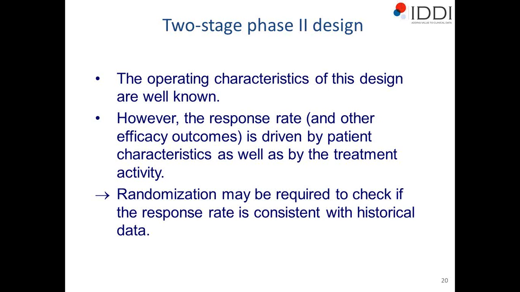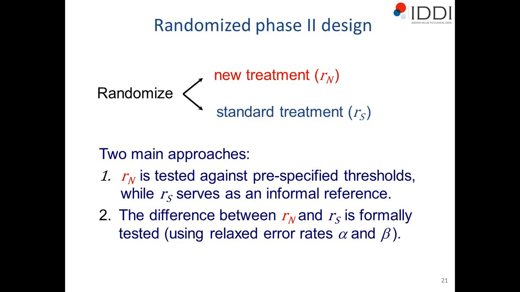So this is, I think, a very solid and well-established design. The operating characteristics of this design are well known. They can be easily studied. But the problem in this design, as in many other designs, is that the response rate, as well as other efficacy outcomes, is very often driven by patient characteristics as much as, if not more than, by the treatment activity. And so randomization is often required to check if the response rate or the outcome of interest is consistent with historical data.